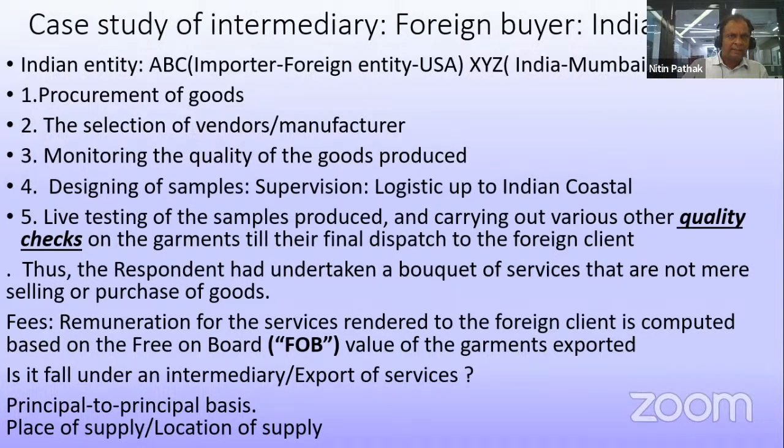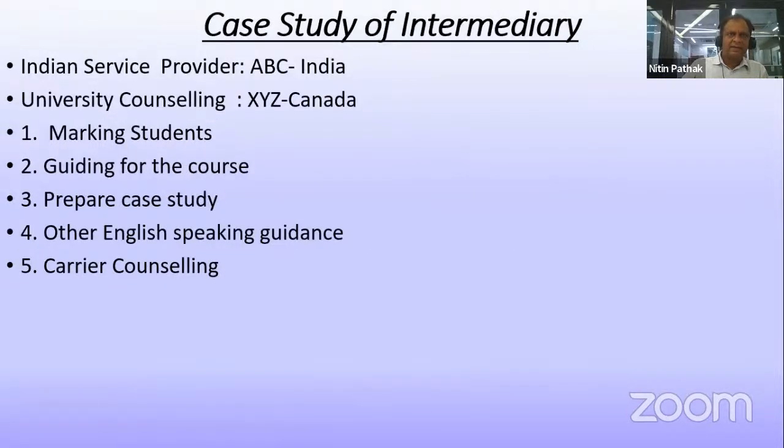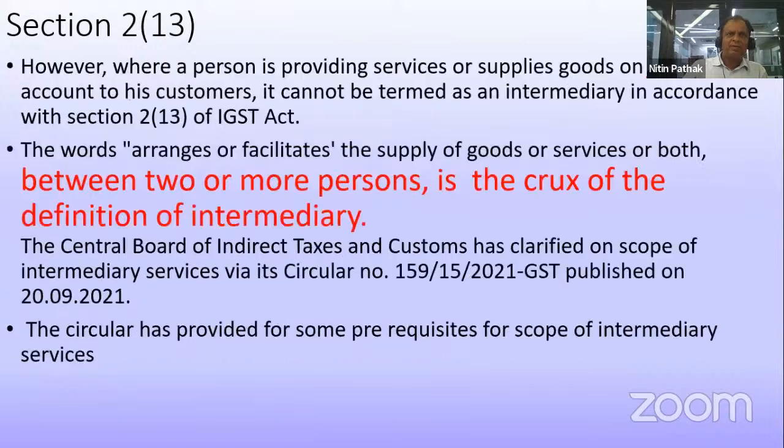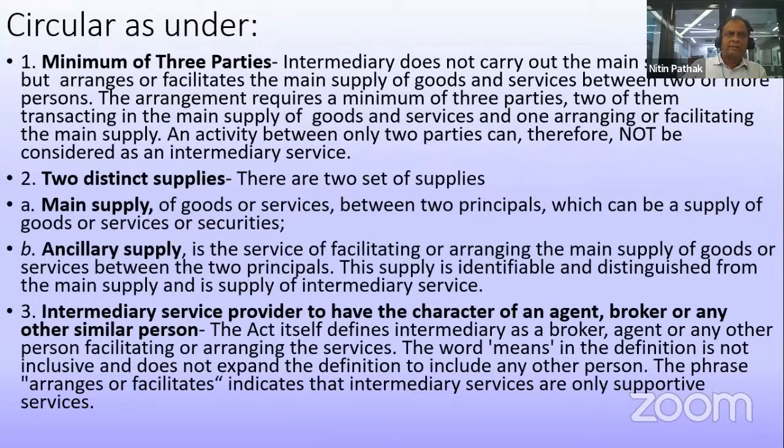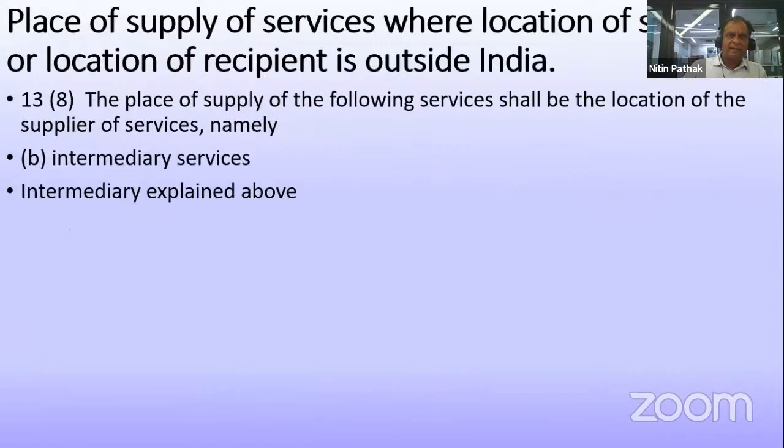A case study for intermediary: what is ABC? ABC is an importer, exporter, and XYZ is the other party. The same is the case for intermediary. Section 2(6) I have explained, 2(13) I have explained. The circular regarding intermediary is explained.